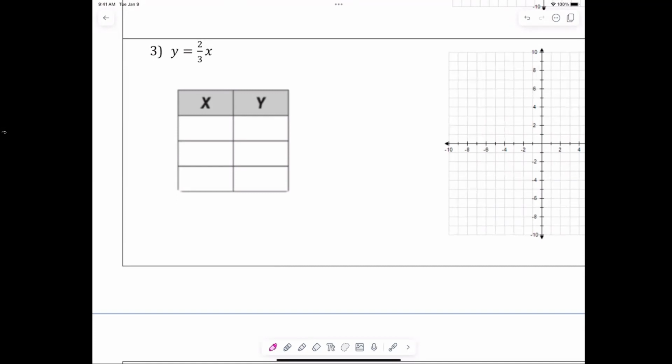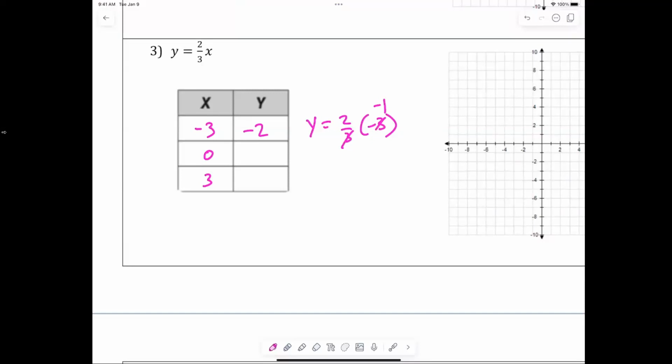What? No, not 3/4. Now watch me. -3, 0, and 3. Why am I going to choose 3? Because 3 divided by 3 is going to do what? Cancel out. So now if I plug in y equals 2/3 times -3, what do I get? The 3 and 3 cancel, so it's going to be -2.